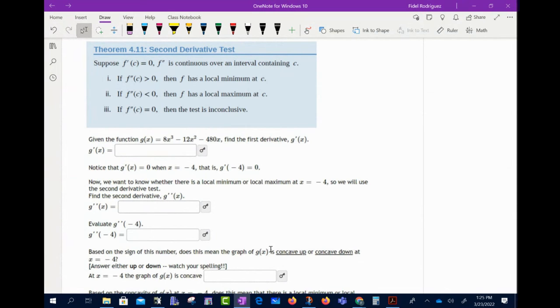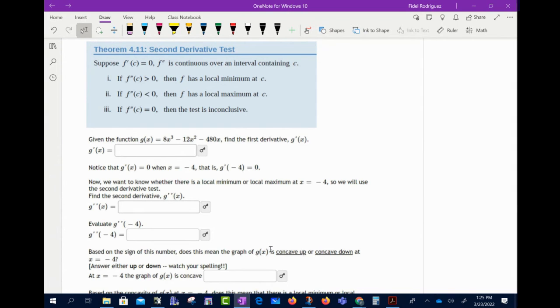If we evaluate the second derivative at that critical value, then the graph of f is going to have a local minimum if the second derivative is positive. If the second derivative at that value is negative, then f is going to have a local maximum. And if the second derivative at that particular value is 0, then the test is inconclusive. We can't do anything. Let's take a look at what I'm talking about here.